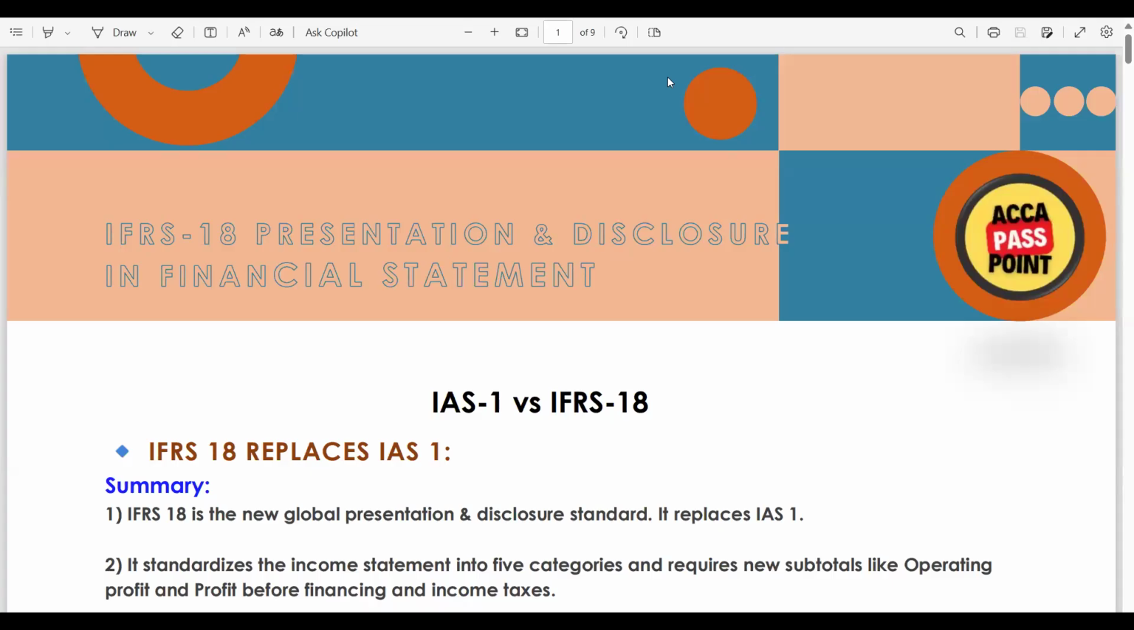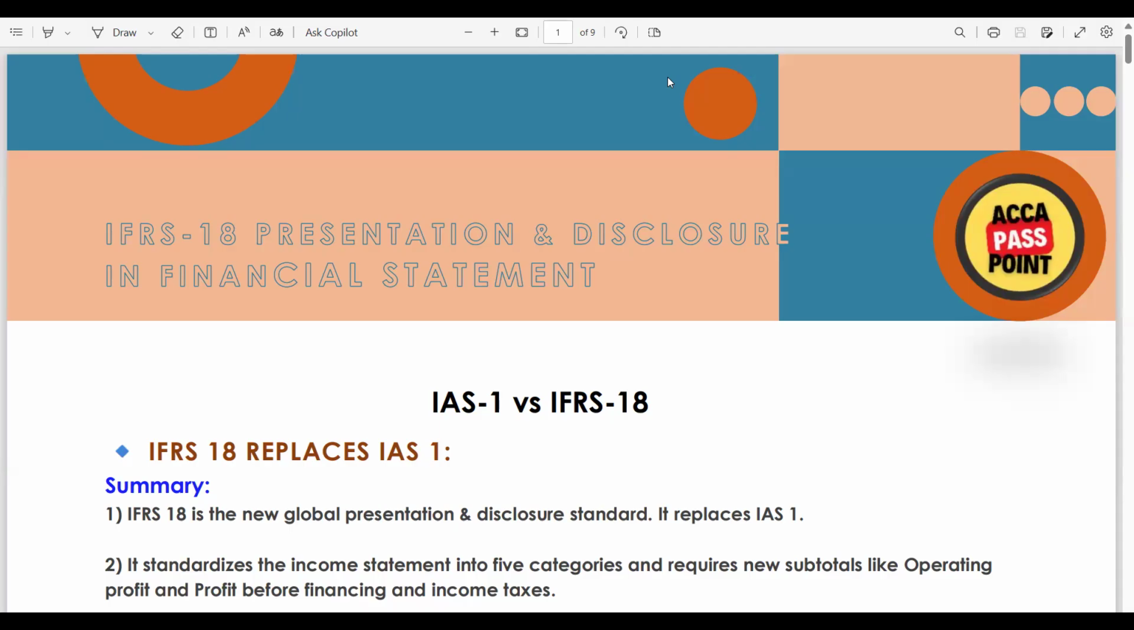So in today's lecture, we will start IFRS 18, Presentation and Disclosure in Financial Statements. It replaces IAS 1. Previously, we prepared the financial statements as per IAS 1. But from 2027, we will prepare the financial statements as per IFRS 18.